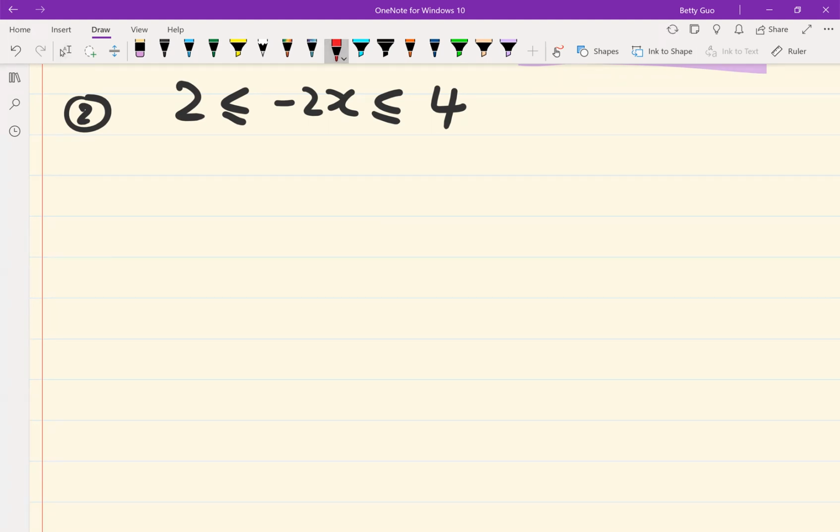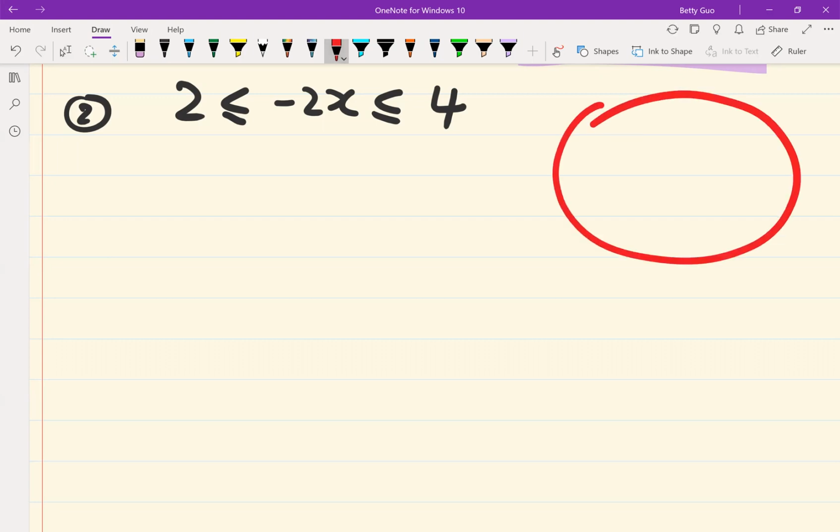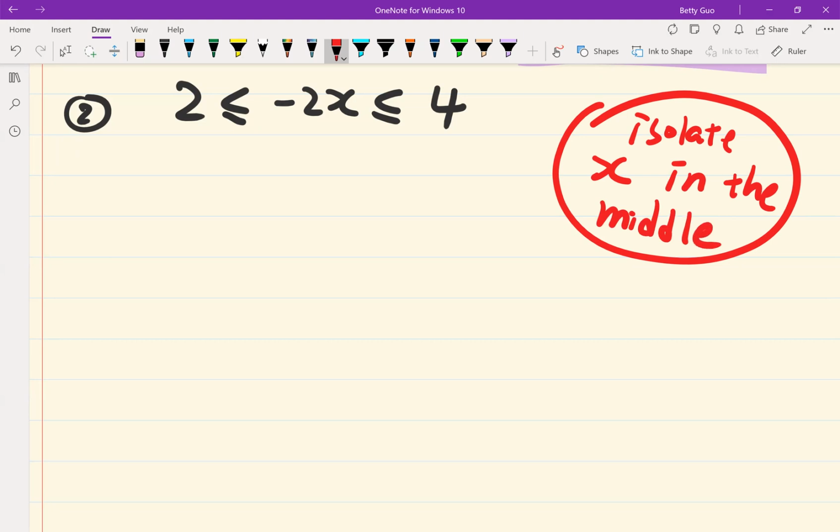Okay, so I'm gonna draw a bubble. What do you think I'm gonna write in the bubble? Isolate x. Where? In the middle, exactly, because we are solving a compound inequality. In the middle right now, we have -2x. We need to get rid of this -2. How do we get rid of the -2? Plus, minus, multiply, divide? Divide, right? Divided by -2.